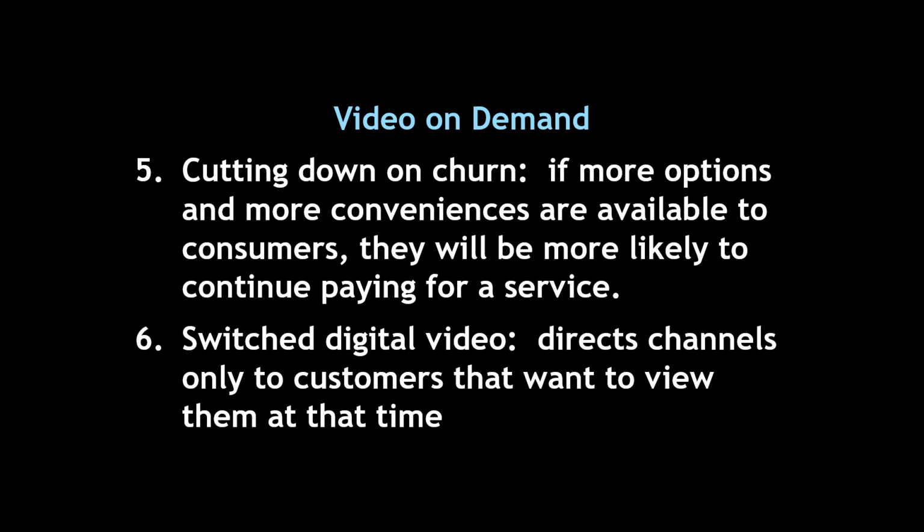Switched digital video, I should say, directs channels only to customers that want to view them at that time. So basically what that means is that there may be several different options on your cable box for you to watch various channels. But that doesn't mean that at that particular instant, all those channels are available on your particular box. You ever notice if you flip through the dial and you're going through different channels, sometimes it takes a second or two for that channel to manifest itself?